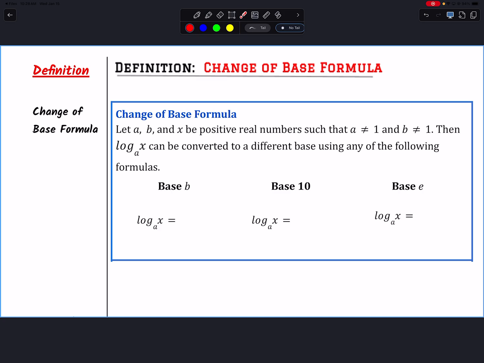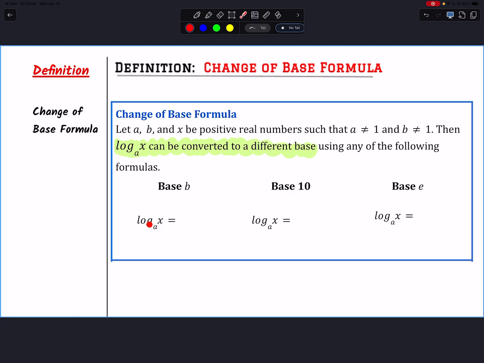So let A, B, and X be positive real numbers such that A is not equal to 1 and B is not equal to 1. Then log base A of X can be converted to a different base using any of the following formulas. Okay, so there are 3 equations that are all very similar.